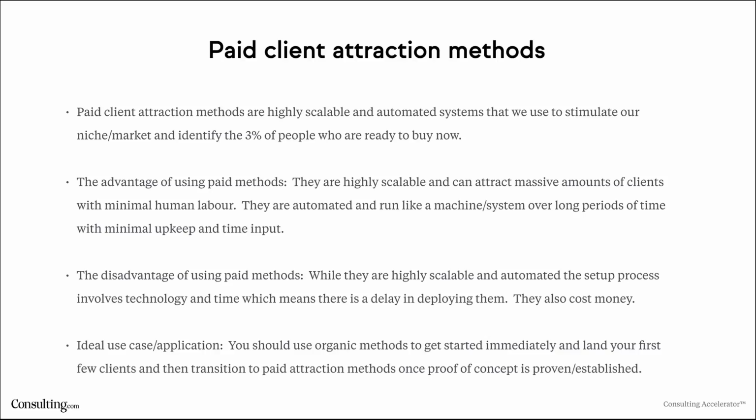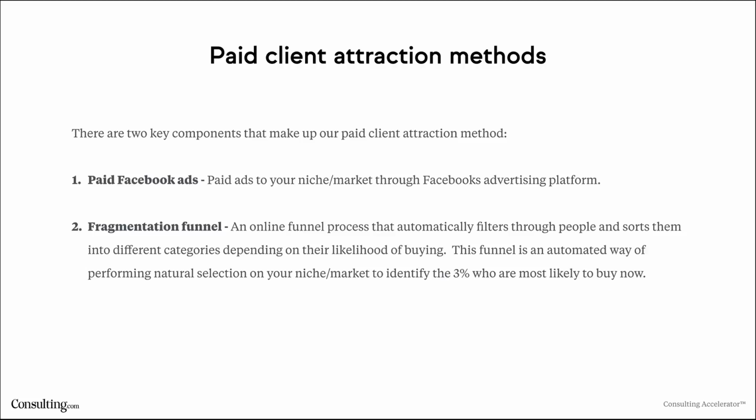And at that point, when we get that first client, that's what we call proof of concept. And then once we get our first client, we want to get 2, 3, 4 clients. And then once we've got 4 or 5 clients, that's a nice strong proof of concept. And now we're ready to transition over to paid client attraction methods. Now, I know some of you guys and girls are already there. Some of you have already got proof of concept, and some of you will have joined this program having already got proof of concept. So you're ready to go with Facebook ads right now and funnels right now, and that's awesome.